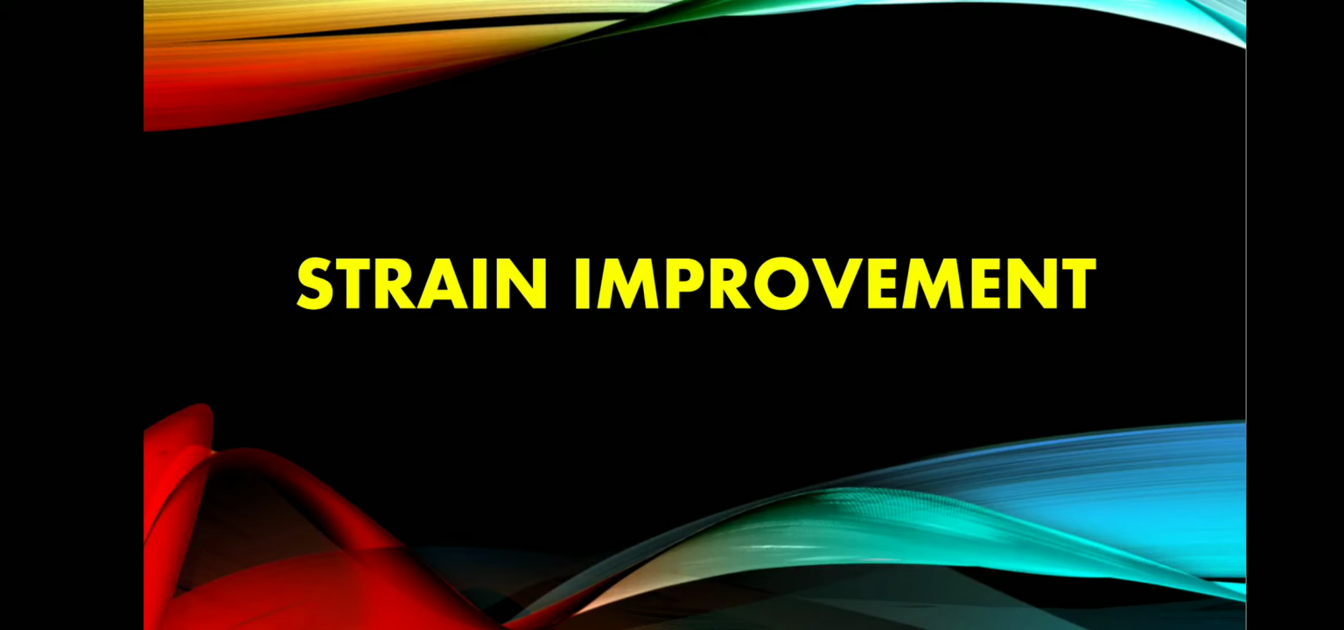Hello everyone, in my previous video we have seen primary screening of industrially important microorganisms, wherein we have learned how to isolate an industrially important microorganism which will produce a commercial product, and that is called a natural isolate. That isolate which we obtain from primary screening is called a natural isolate.